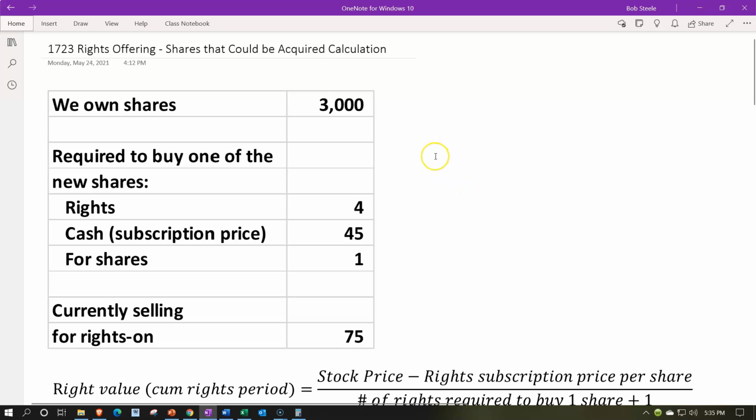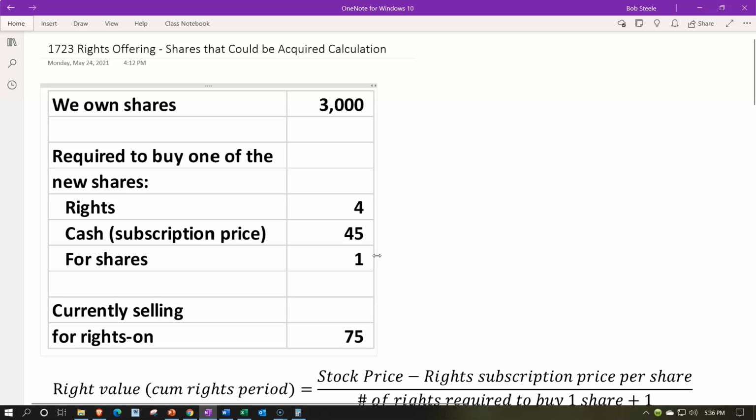So let's say we're the owners and we have 3,000 shares. 4 rights are required to buy one of the new shares. After the issuance, in other words, when they issue the stock rights, we're going to assume that we get one right per share, that would be 3,000 rights for our 3,000 shares. We can then use them. We can take 4 rights in order to buy one new share for the discounted price of $45. So it would take 4 of the rights to buy one new share plus $45. That's going to be the subscription price to buy one new share.